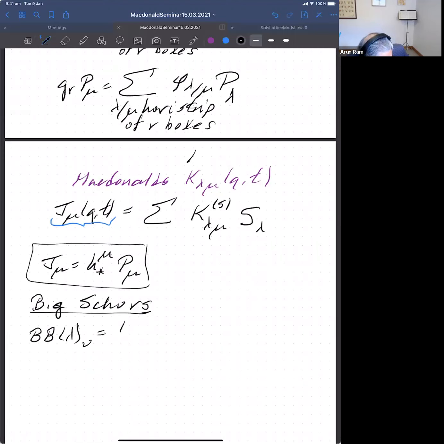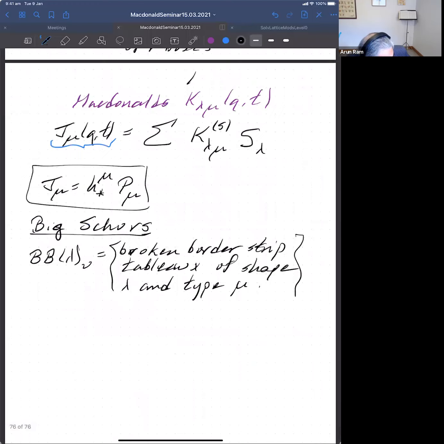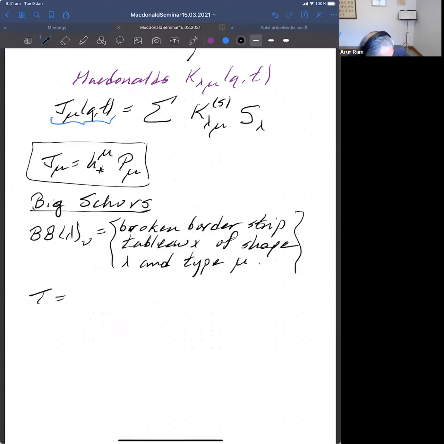So I'm going to define now a broken border strip tableau. Before we had horizontal strip tableau, now I'm going to define a broken border strip tableau of shape lambda and type mu. Let me draw one to start. We start with the empty partition, and then I'm going to put a border strip. In this case, I'll put three 1s and a 1. So that's my first border strip. And then I'll go to the next one before I explain what the rule is for a border strip.